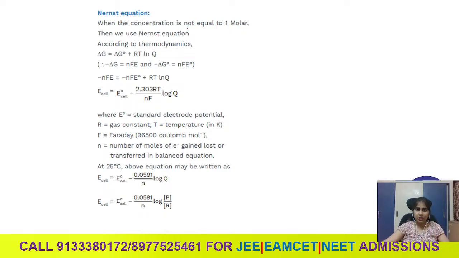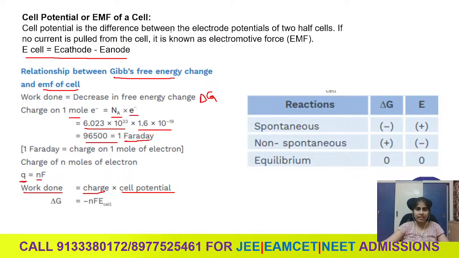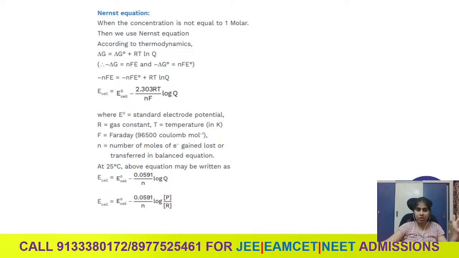See, E cell is applied when the concentration is equal to 1 molar. When the concentration is not equal to 1 molar, we need to apply this Nernst equation. So as per the thermodynamics, delta G is equal to delta G naught plus RT ln of Q. See, what is delta G?